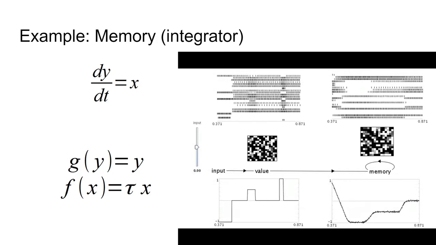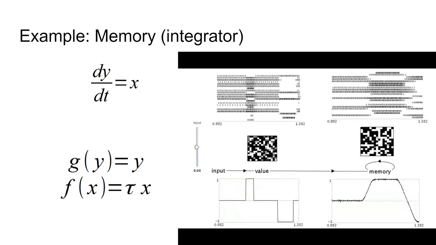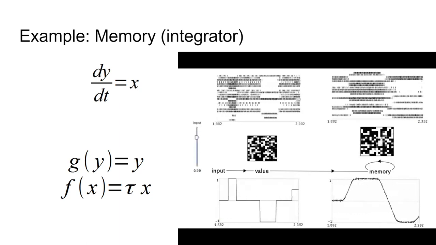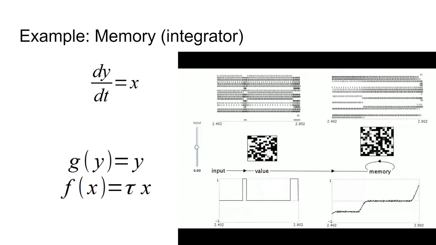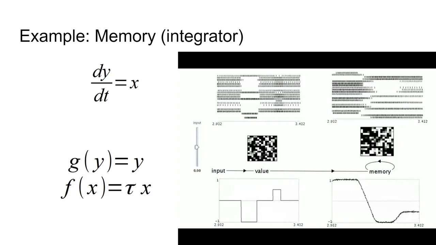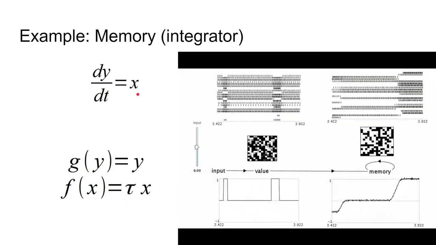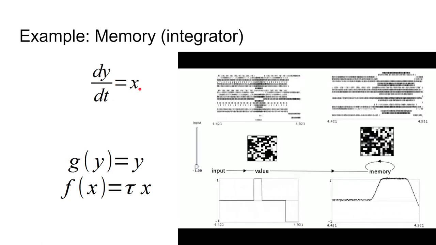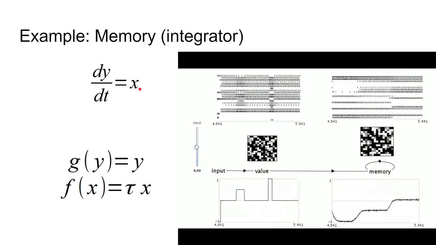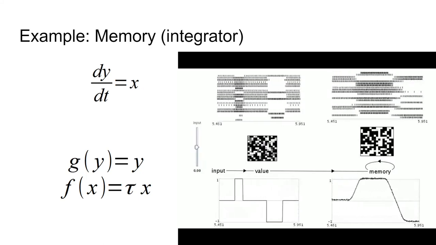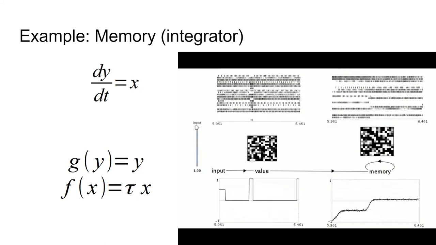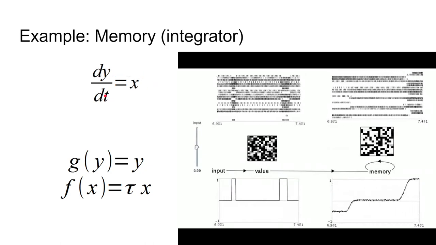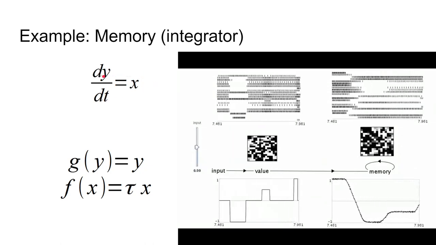So let's try some examples of that. The simplest differential equation that might be useful is to compute the integral. So this is just dy dt equals x. This is saying if x is 0, then y shouldn't change. If x is positive, y should increase. If x is negative, y should decrease. We can think of this as a really minimal sort of memory system, because if y is at some value and x is 0, then y will just stay at that value.